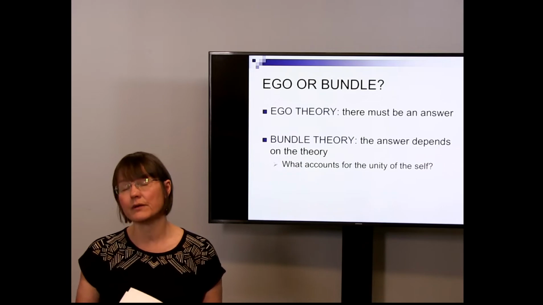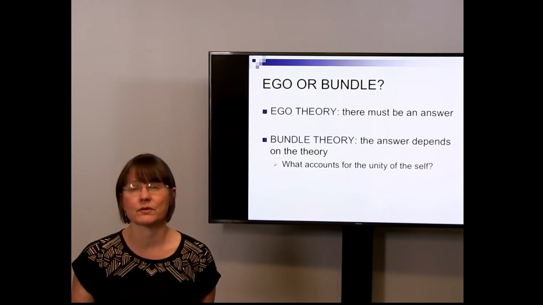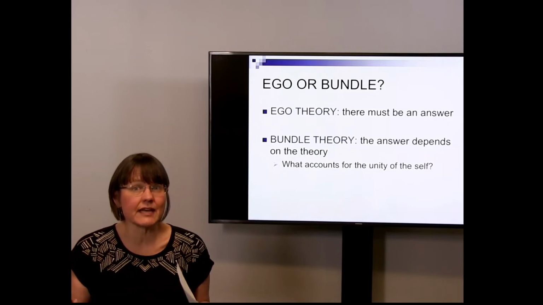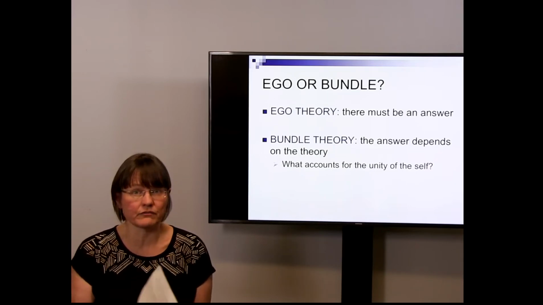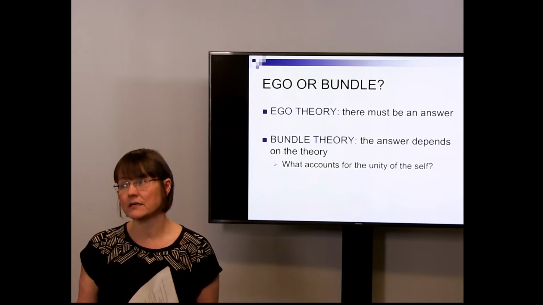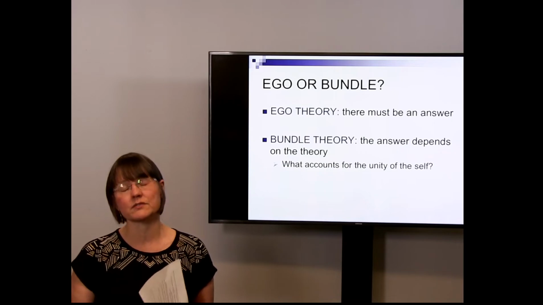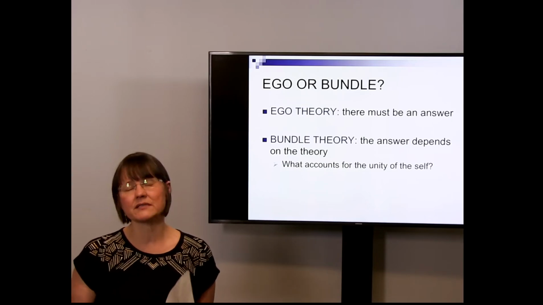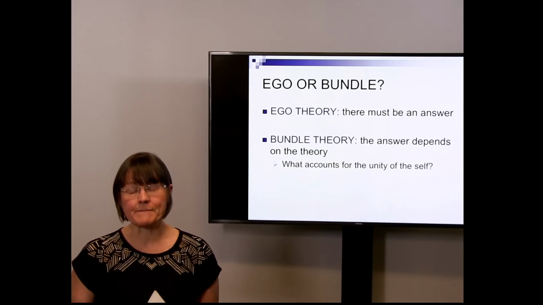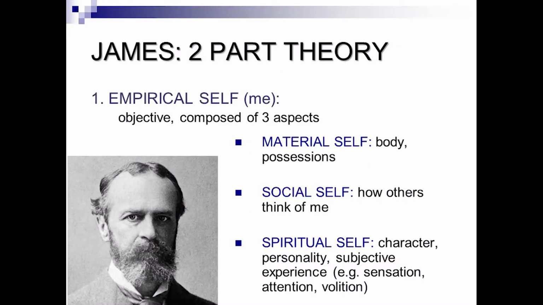For the bundle theory, then we need to try to figure out how the bundle theorist is answering the question of whether you're the same self or not the same self. And so we need to think about what accounts for the unity. For each of these theorists, we'll be looking for what makes the theory unified. The first theory is James's two-part theory of the self.